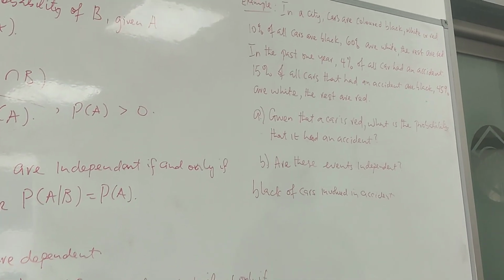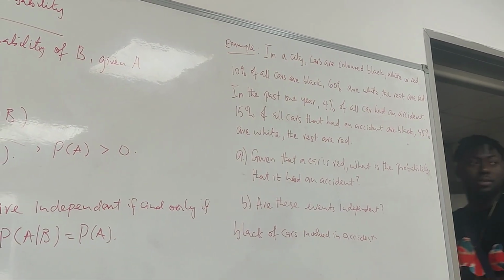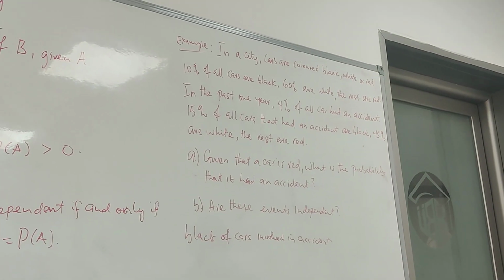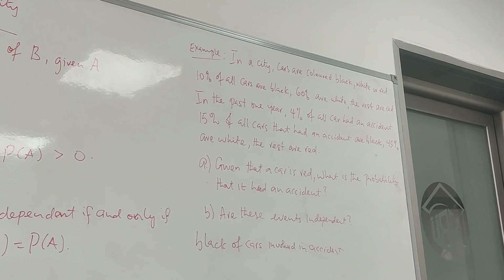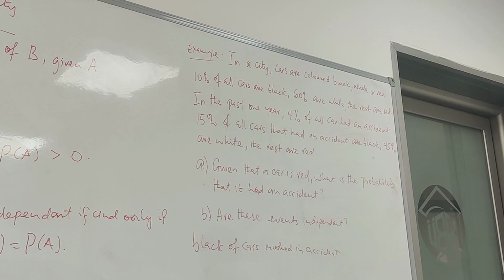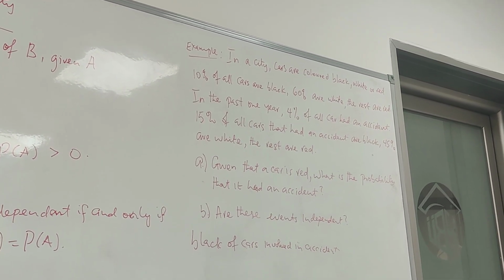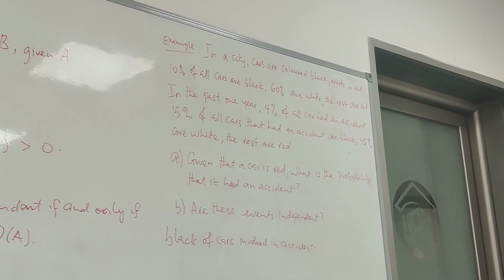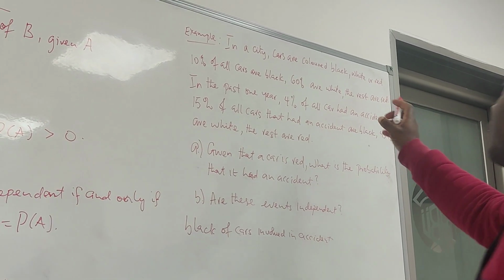Cars are colored black, white, or red. 10% are black, 60% are white, the rest are red. In the past 1 year, 4% of all cars had an accident. 15% of that 4% of all cars that had an accident is black. 45% of all cars that had an accident is white. The rest are red. Now, we have to solve them step by step.